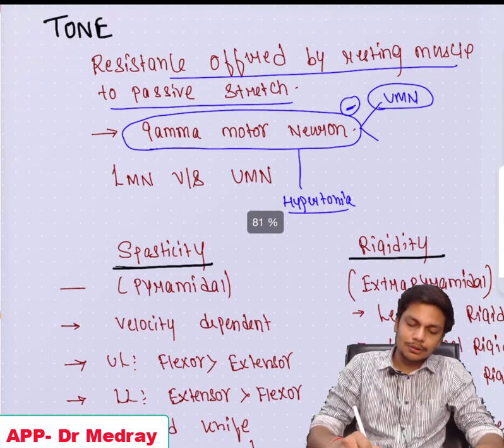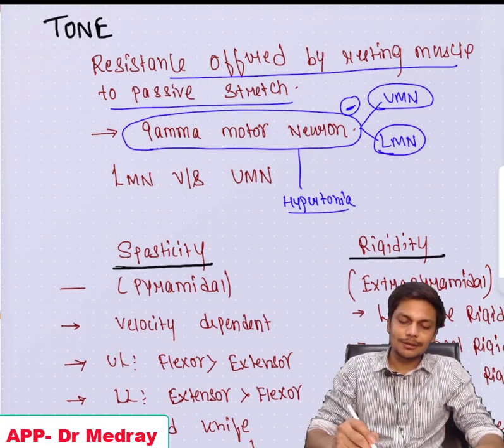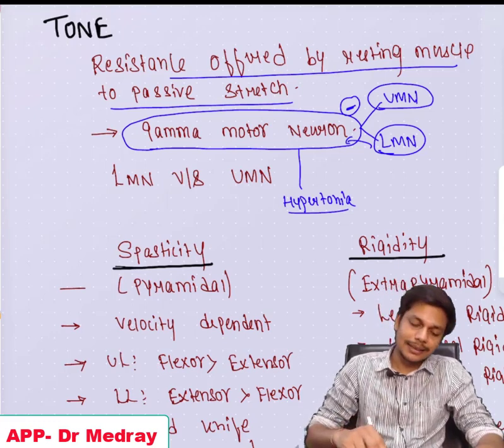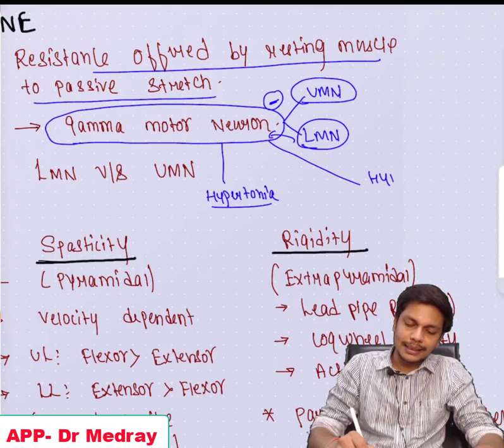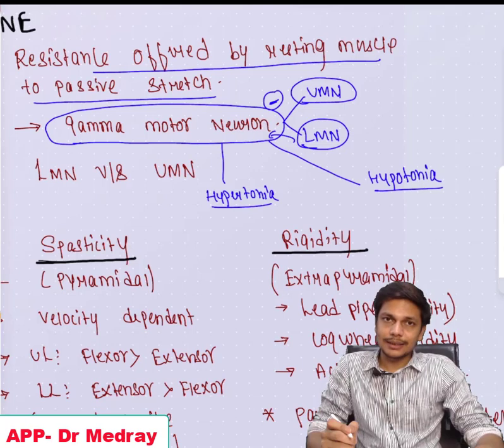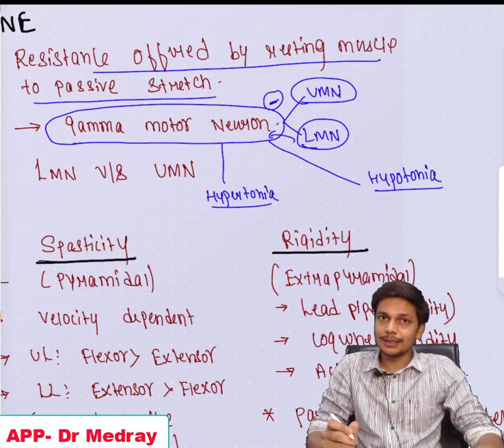And what will happen in the lower motor neuron pathology? It will itself involve the gamma motor neuron, and there will be no release of neurotransmitter, and the tone will decrease. The patient will have hypotonia. So in upper motor neuron pathology, there is no inhibition of the gamma motor neuron, which will overfire and lead to hypertonia. In lower motor neuron pathology, there is no firing of the gamma motor neuron and the tone decreases, that is hypotonia. We have discussed this concept in our previous video modules.